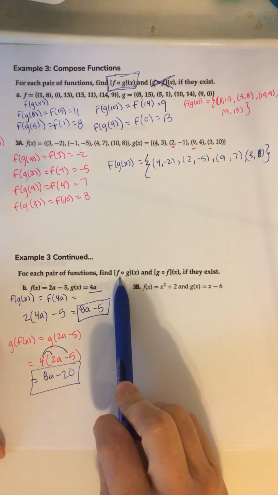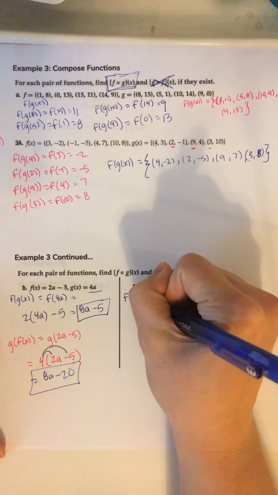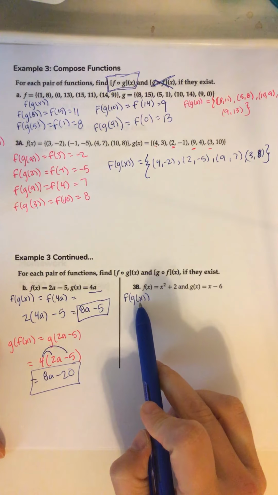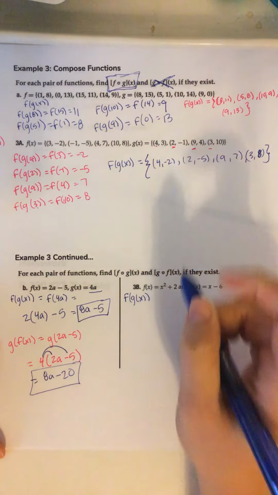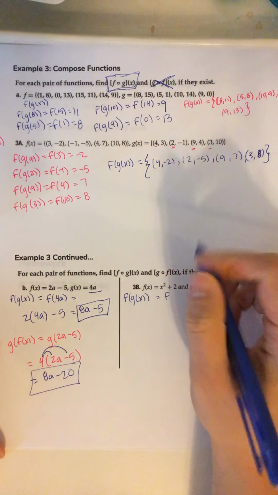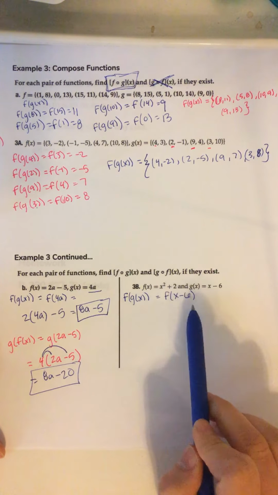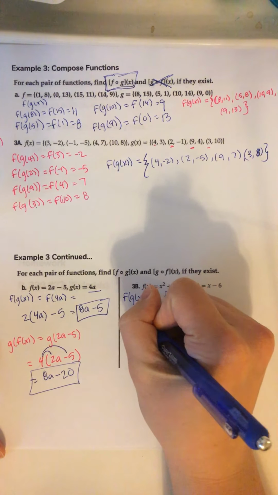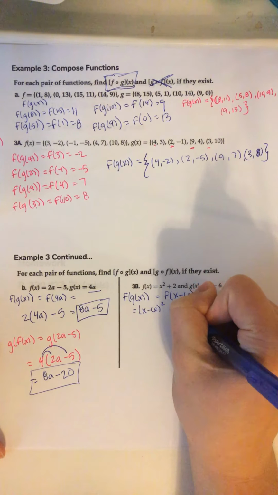The first thing I want to find is f of g of x. And basically I'm plugging g of x in to f. Everywhere I see an x, I want to plug in my value for g of x. For this particular problem, g of x is x minus 6. So everywhere I see an x up here, I'm going to plug in x minus 6, and I'm going to use parentheses. So this is going to give me x minus 6 squared plus 2.